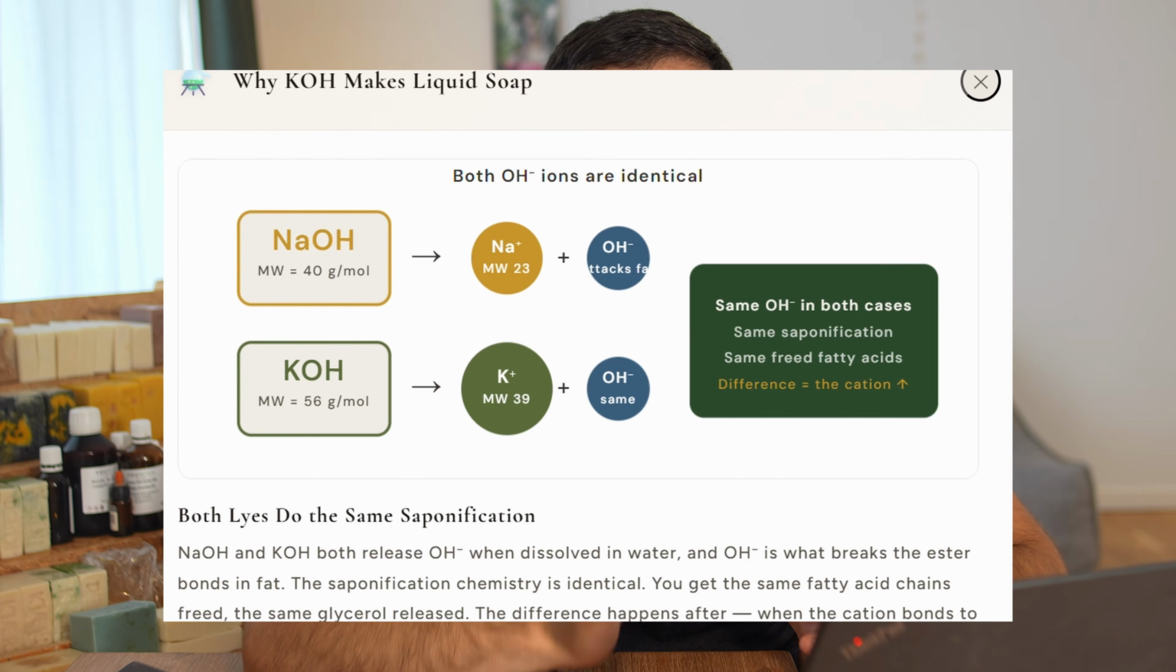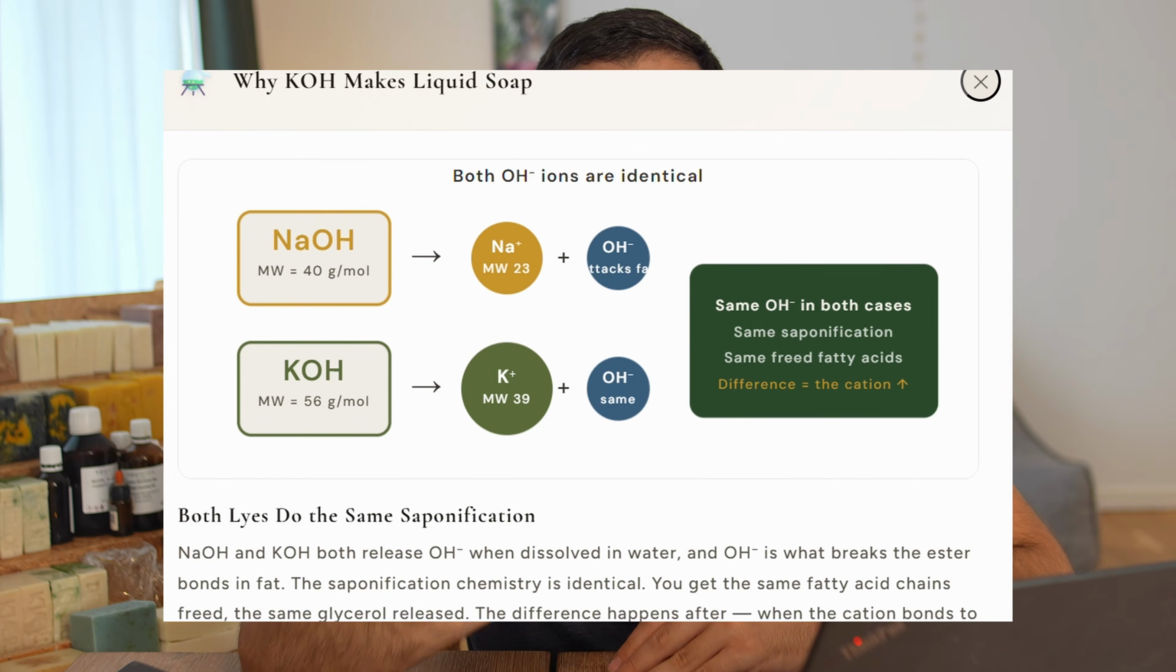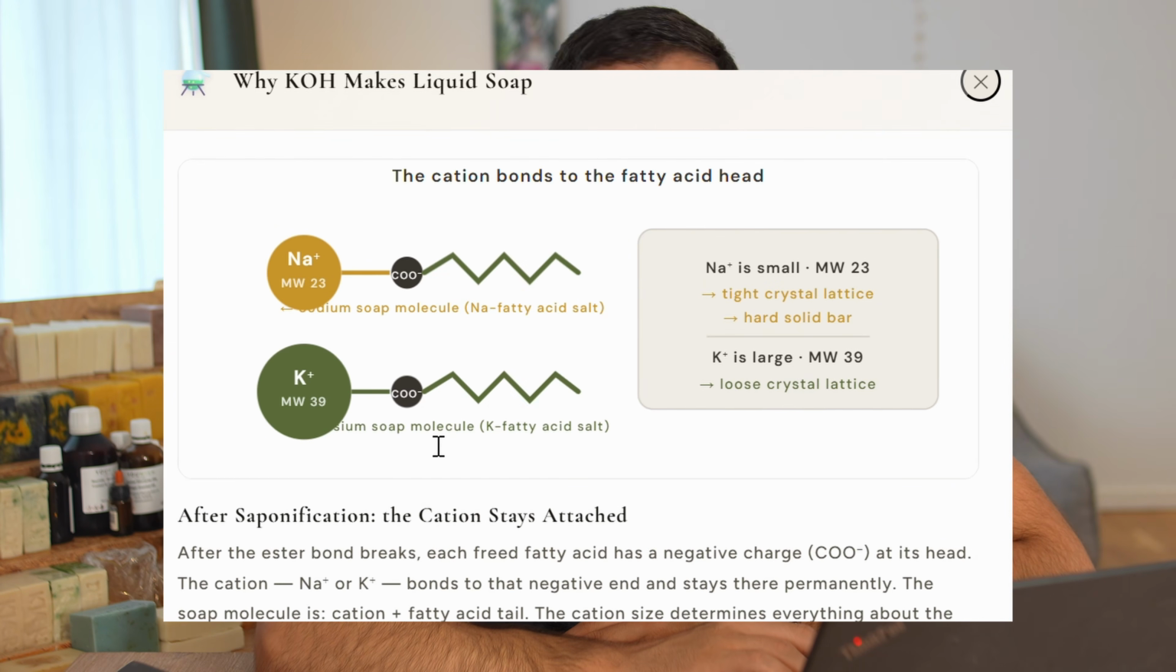So what's the actual difference between sodium and potassium hydroxide? Let's take a look. So the mechanism for both of them is exactly the same. They both create hydroxyl groups that basically attack the bond between the glycerin and the fatty acids and break it apart. So in both cases, you have the same hydroxyl group. But what happens here, in one case, you have a sodium atom. In the other case, you have a potassium atom, otherwise known as kalium. That's why it has the name K. And sodium has the name Na because of natrium.